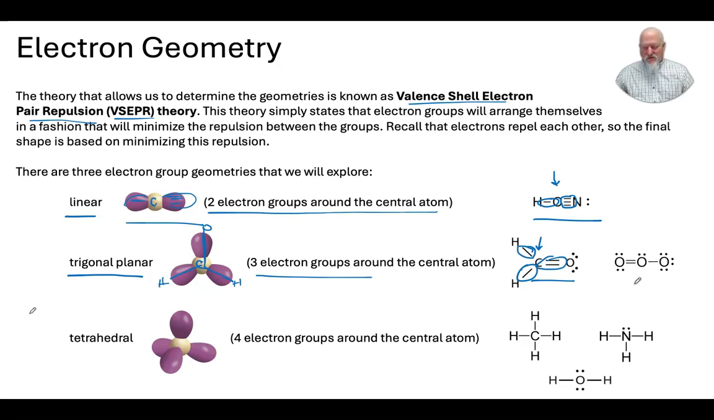And then the other one we can look at here is ozone, O3. And I count the electron groups around that central oxygen. There's 1, the double bond. There's another one, the single bond. And now I have that non-bonding pair of electrons, what's called a lone pair. So I've got 3 electron groups around the central atom. And in this case, 2 of them are bonding groups and 1 is a non-bonding group.